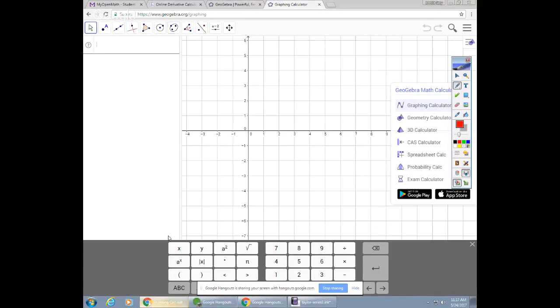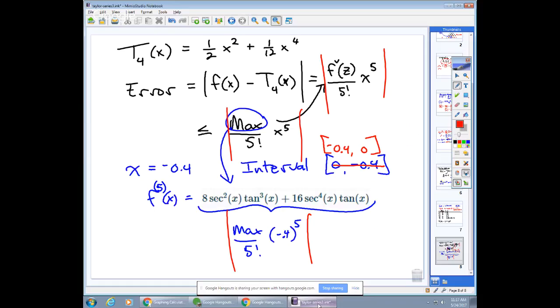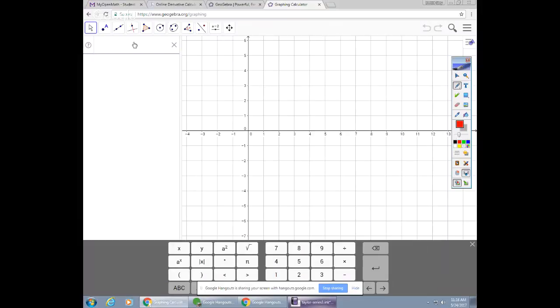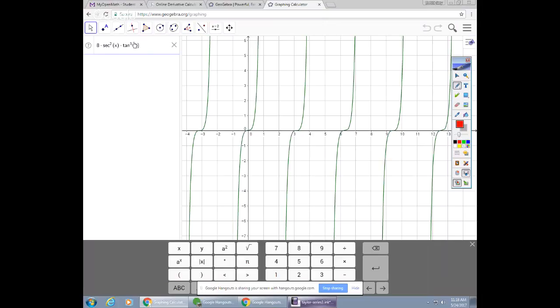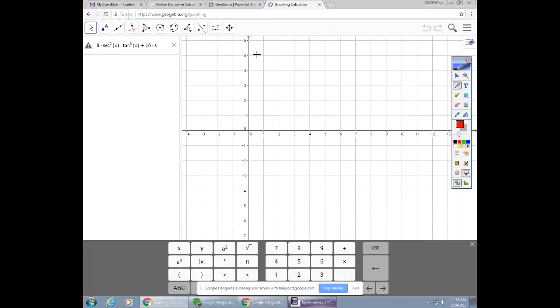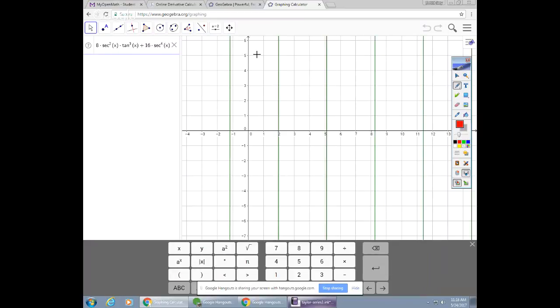And so I need what? This picture over here so I can recopy it. So we want to take a look at the function 8 times the secant raised to the second power of x times the tangent raised to the third power of x, plus 16 times the secant raised to the fourth power of x times the tangent of x, right?